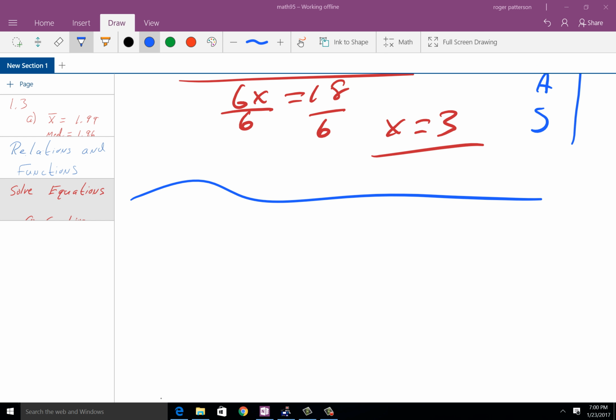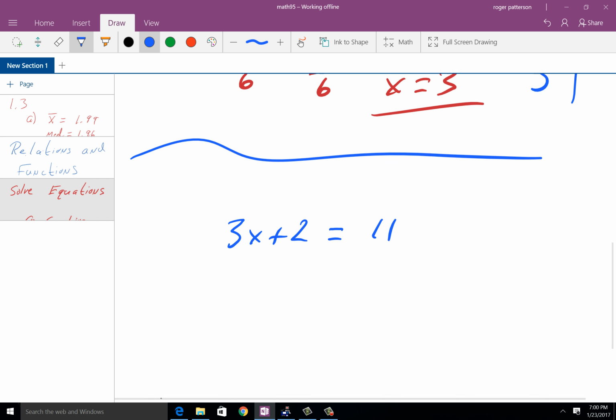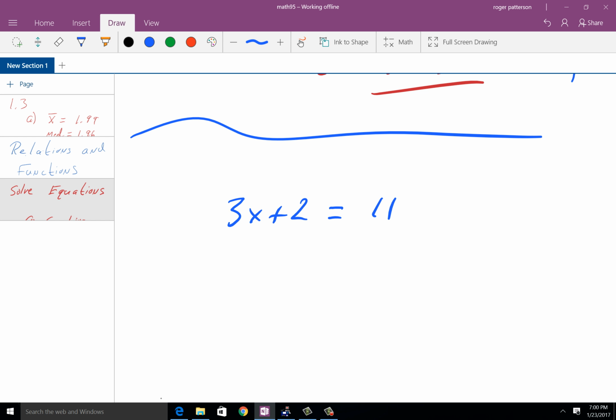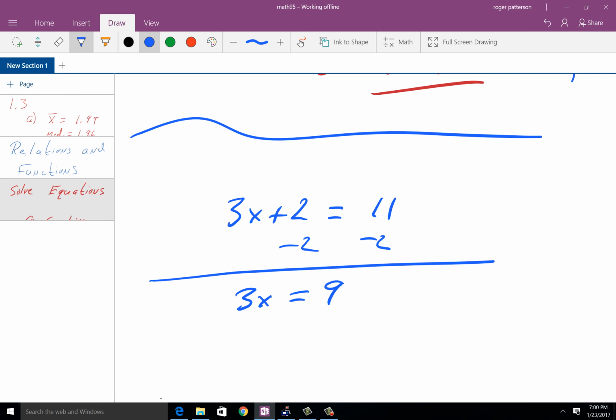Okay, let's do another one. Alright. Okay, so let's try this one out. Very straightforward. Symbolically, what would we do first? Yep. 3x equals 9. So what's the answer? 3. Okay. There it is.